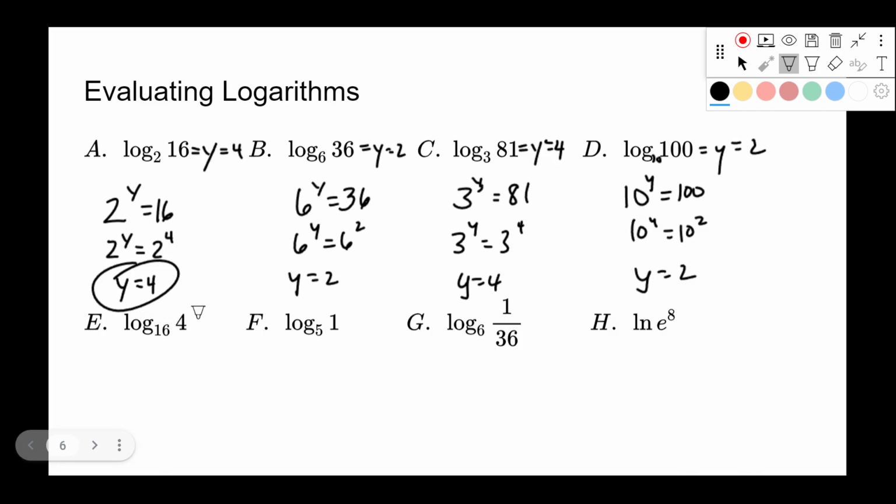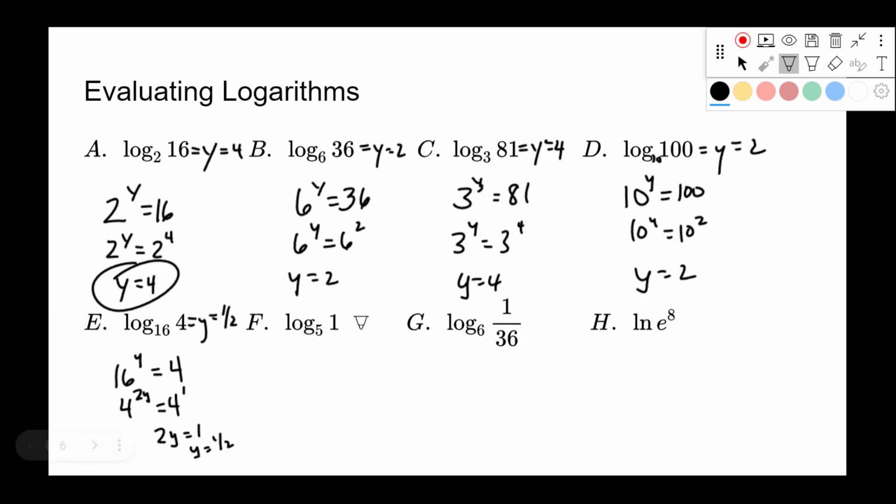Log of 4 base 16. I don't know. So 16 to the y is equal to 4. 16 is 4 to the second. So 4 to the 2y equals 4. There's a power up there you don't see. It's 1. So 2y is equal to 1, which makes y a half. So this is a half.